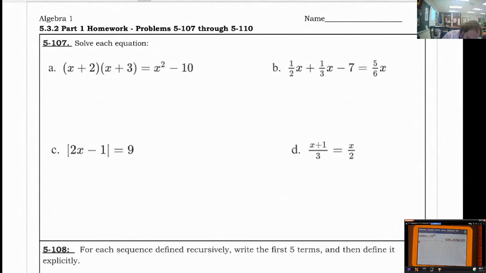It's actually Part 2. Whoopsie. Oh, oopsie. 107 through 110. Let's go ahead and jump into it. We got a bunch of equations to solve right away.